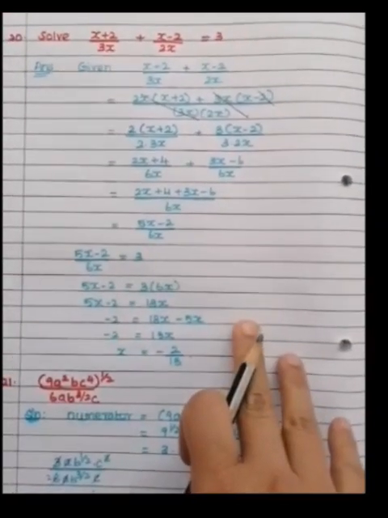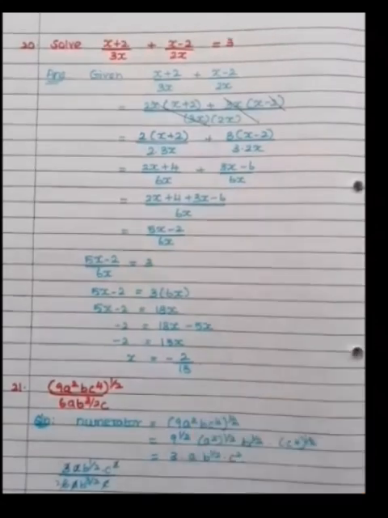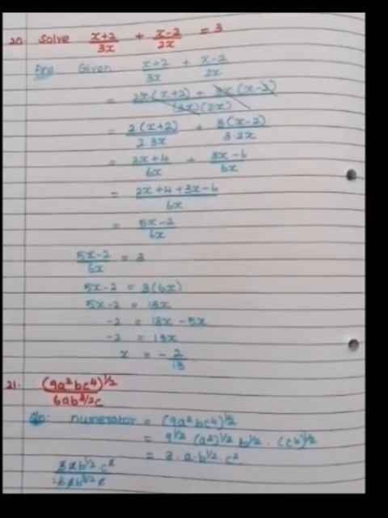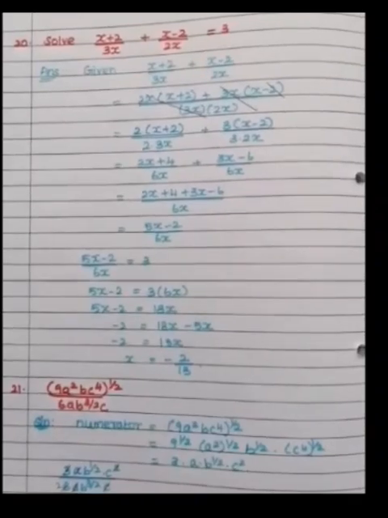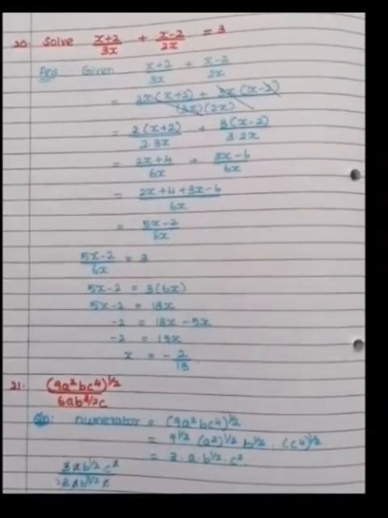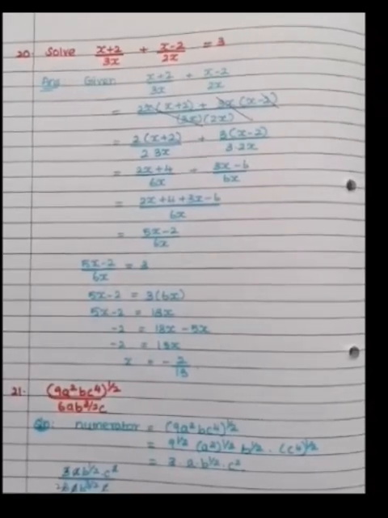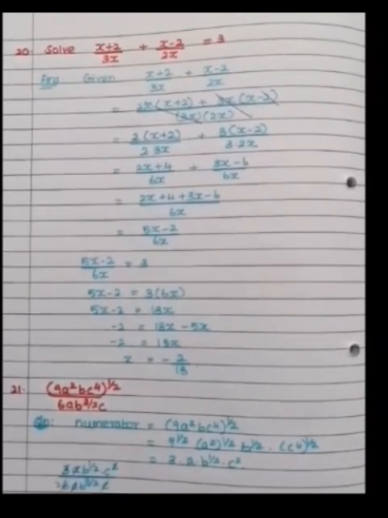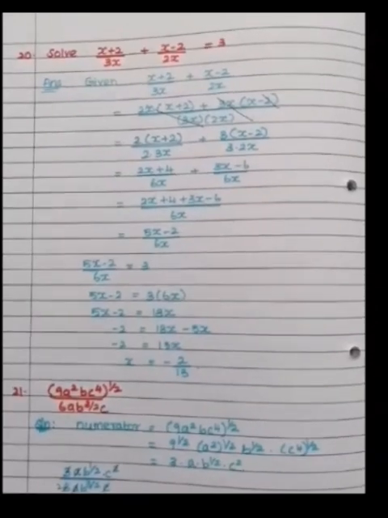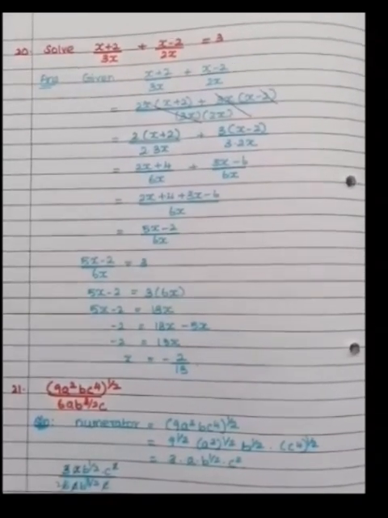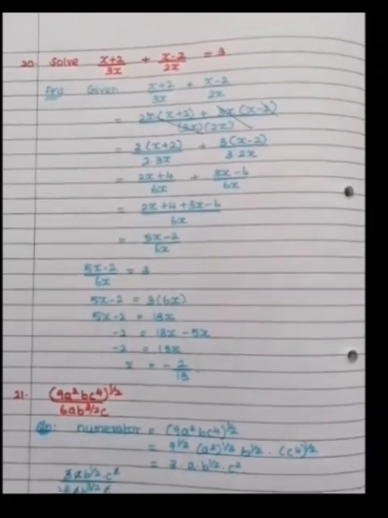Next, solve x plus 2 divided by 3 plus x minus 2 divided by 2x is equal to 3. Here we have to find the common values. Here the common value is 6x. So 3x into 2x means x is common. The constant value should be 6. So we have to make the constant a 6.